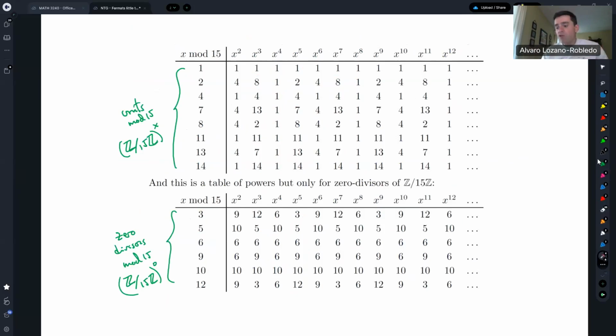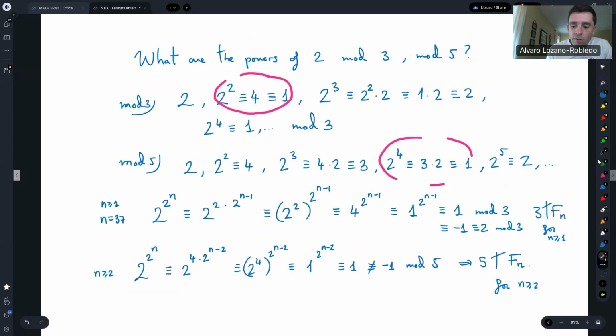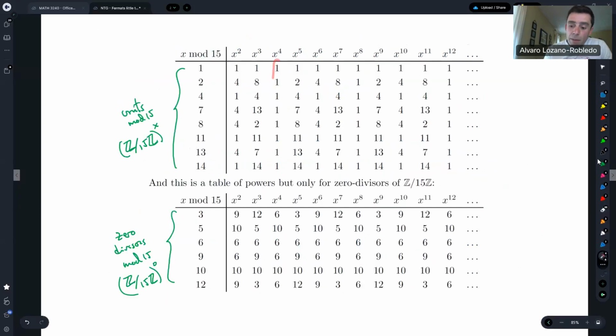Okay, well, many things to think about, but what I really want to think about is these kinds of columns. Powers such that for every number, x to the 4th power is 1. That is very useful, because in the case of Fermat's little theorem, we were looking for the first power of 2 that gives me a 1, and that was very useful in the computation. The same thing here. So the fact that there is some power that works for all of the numbers modulo 15, such that the 4th power of every unit is 1, should be very useful in the applications.